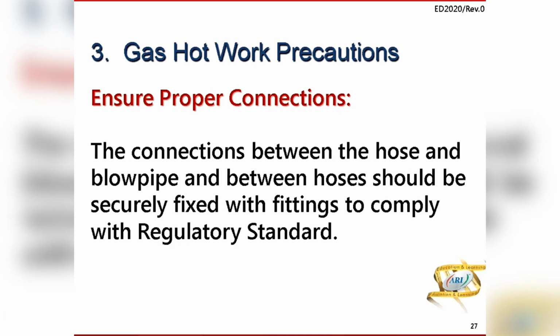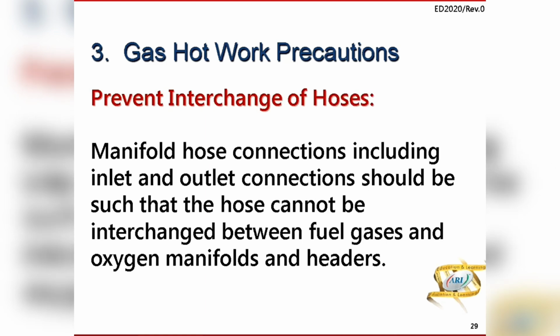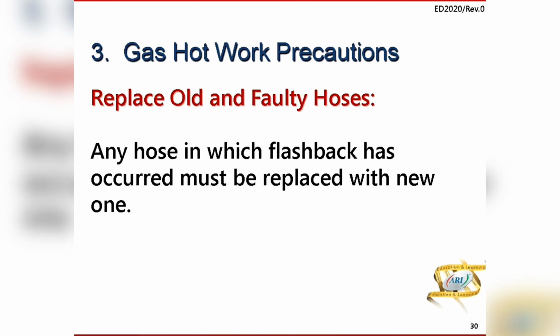There should be proper connections between the hose and blowpipe, and between hoses should be securely fixed with fittings so that you comply with regulatory standard. A regular watch to be kept on the temperature of acetylene cylinder. If the temperature is rising, then same can be flashback or explosion situation for taking action. Manifold hose connections, including inlet and outlet connections, should be such that the hose cannot be interchanged between fuel gases and oxygen manifolds and headers. Any hose which has got flashback must be replaced with a new one.